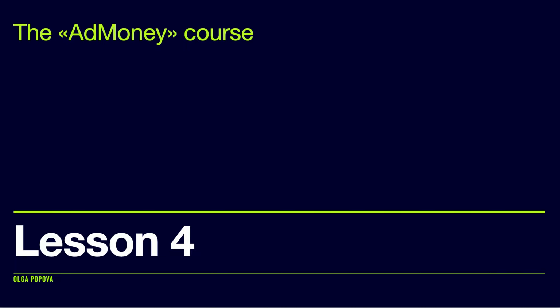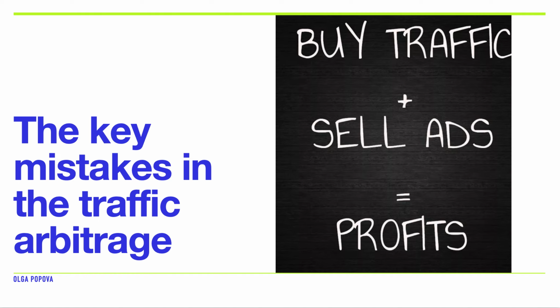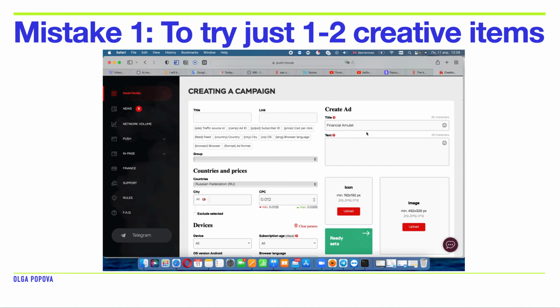So, if we look at traffic arbitrage, we see that the profit comes from only two processes. One, buy traffic, and then sell ads. And from this you have the profit. I think you understand this from our previous lessons. So today I will share the mistakes that people make when they are buying traffic and when they are selling goods and services during the advertising campaigns.